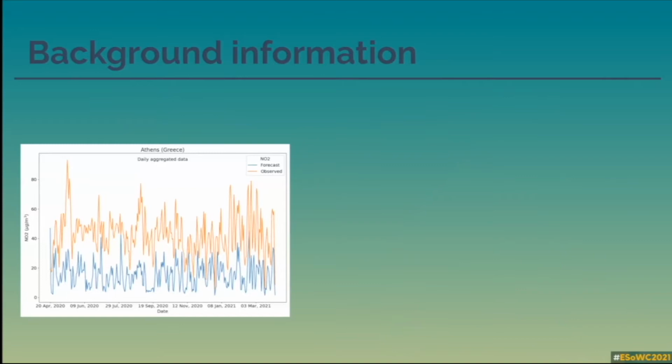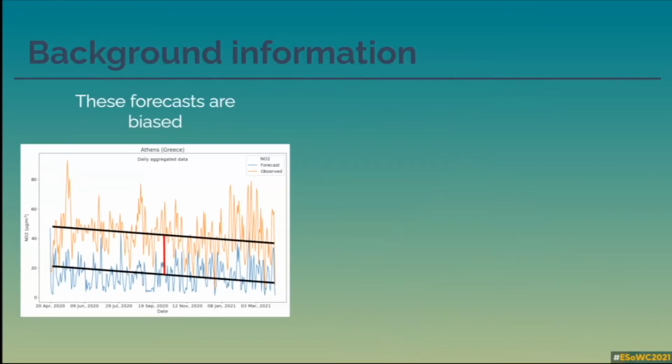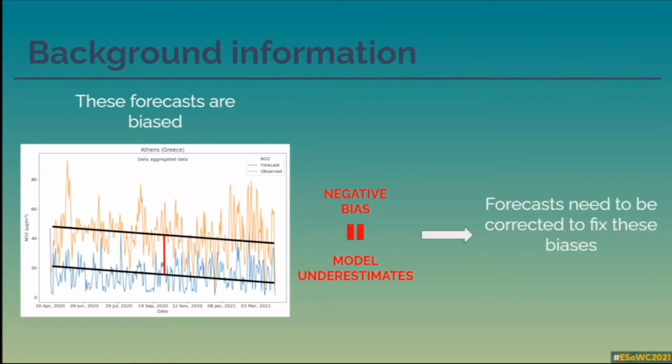This is a picture that shows a forecast made by CAMS and the observations. As shown, these forecasts are biased. There is a negative bias, which means that the model underestimates the pollution concentration. We can see that the observations and the forecasts are separated. This is why the forecasts need a correction to fix these biases.